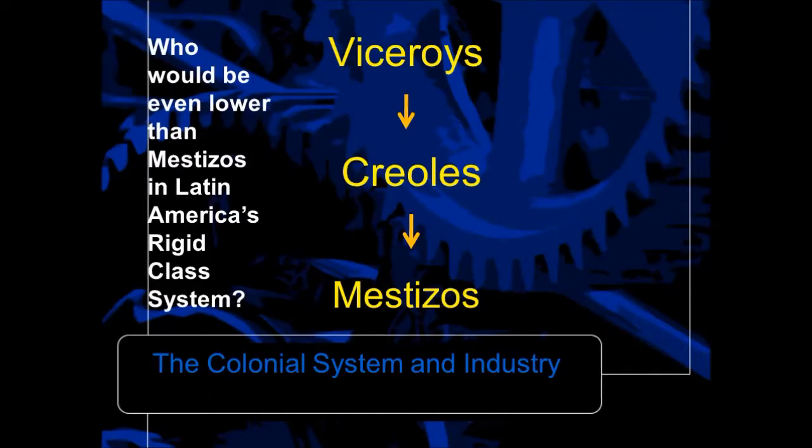So if you see this on your test, make sure that you can fill in the blanks, who is where. And of course, I didn't include the lowest of all the rigid class systems, and that would be the people at the bottom, who would be the slaves. So they're even lower than the mestizos on this rung.